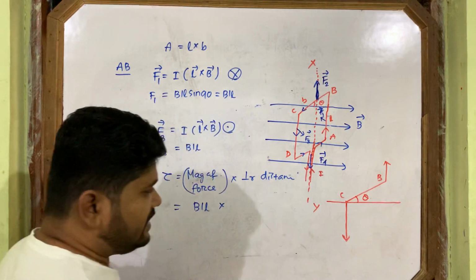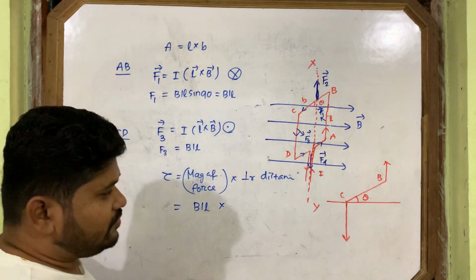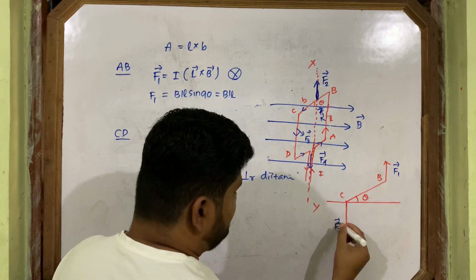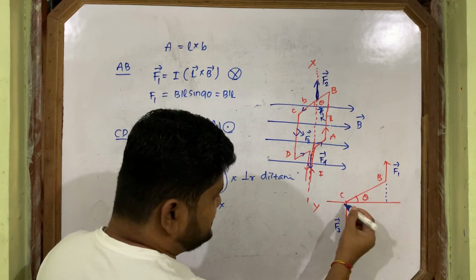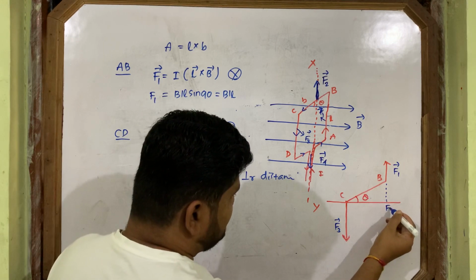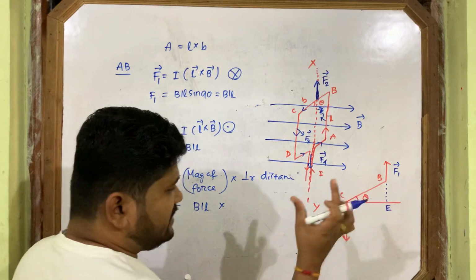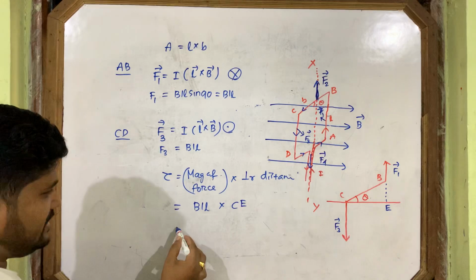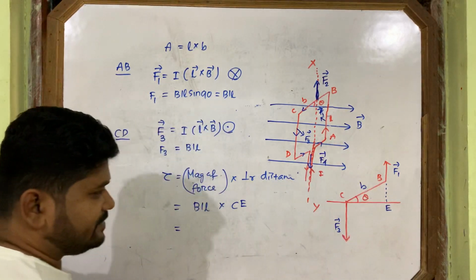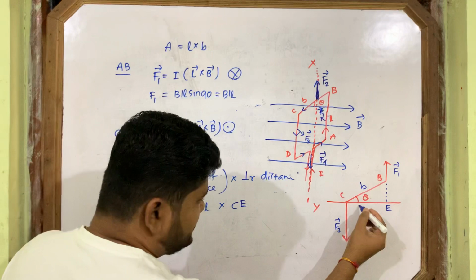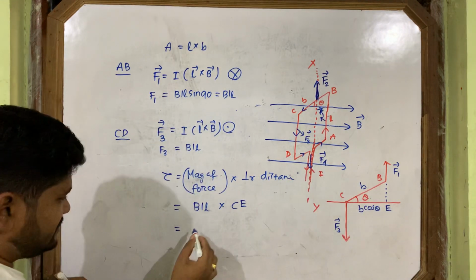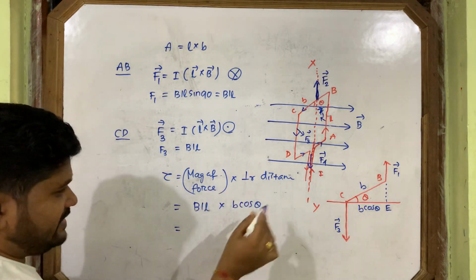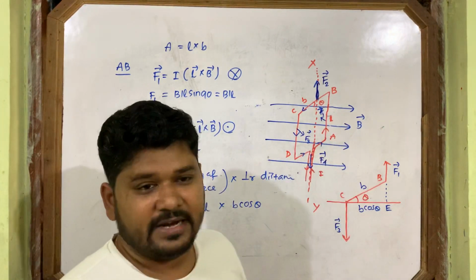So what is the perpendicular distance between the two forces, this force F1 and this force F3? This is the perpendicular distance, CE. I am writing the name E. So CE is the perpendicular distance, and this is the breadth b, so CE is nothing but b cos theta. So we can write here b cos theta, where theta is the angle between the surface of the coil and the magnetic field.